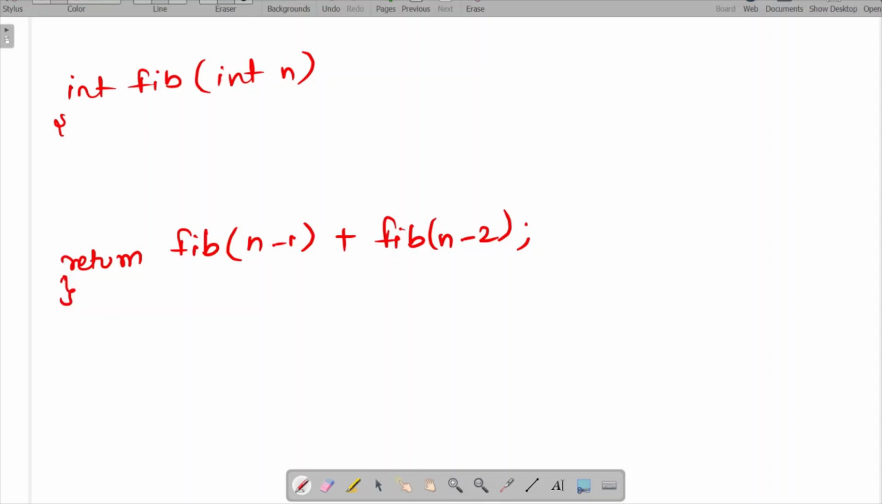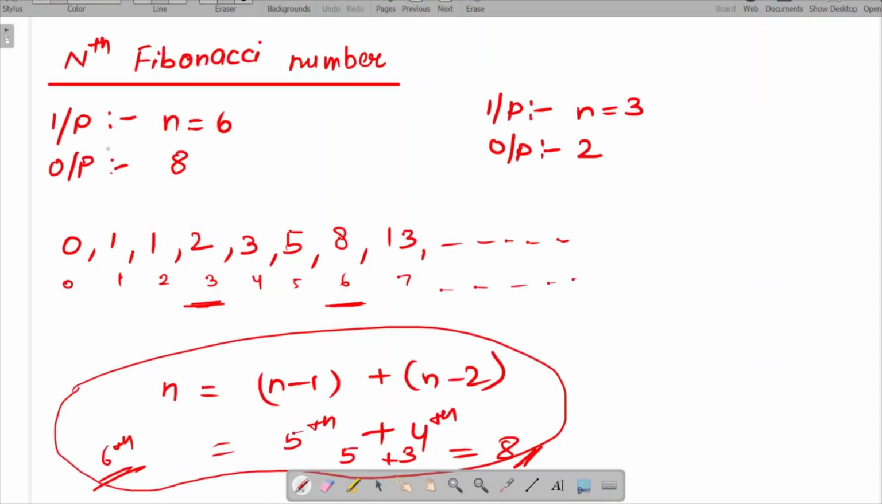Now what can be the base condition in this case? There will be two base conditions. As you can see, initially this 0 and 1 was given to us, because when we check for the 0th value, we don't have anything behind it, and also for 1 we don't have two values previous to 1.